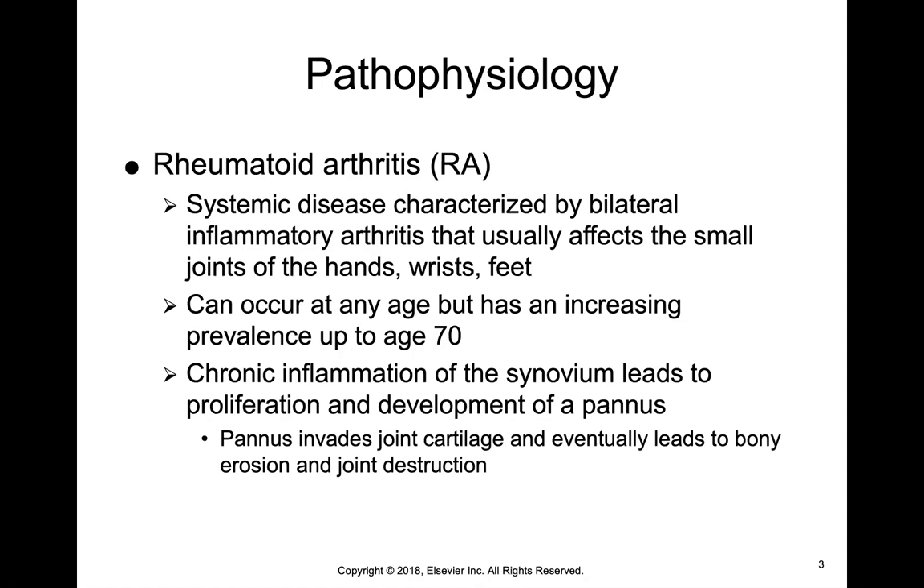All right. So rheumatoid arthritis is a systemic disease characterized by bilateral inflammatory arthritis, and it usually affects small joints of the hands, wrists, and feet. It can occur at any age, but has an increasing prevalence up to age 70. Chronic inflammation of the synovium leads to proliferation and development of a pannus. The pannus invades joint cartilage and eventually leads to bony erosion and joint destruction.